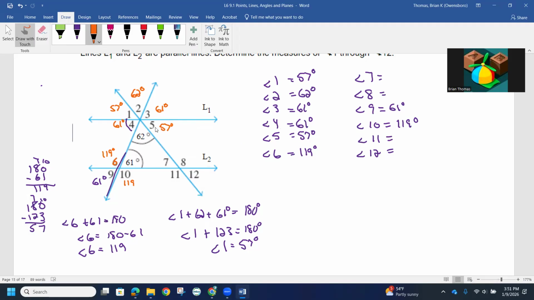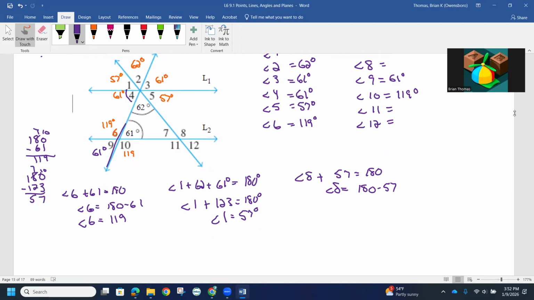Now what I'm seeing is I'm allowed to slide on down to this number 8 because 5 and 8 are same side interior. So angle 8 plus 57 degrees must equal 180 degrees. So angle 8 must be this 180 minus this 57. So notice how I'm doing my algebra a little bit different here. So now I'm doing it as an application. So now I really got to do this 180, take away this 57.